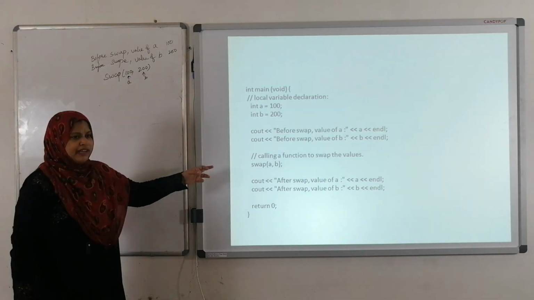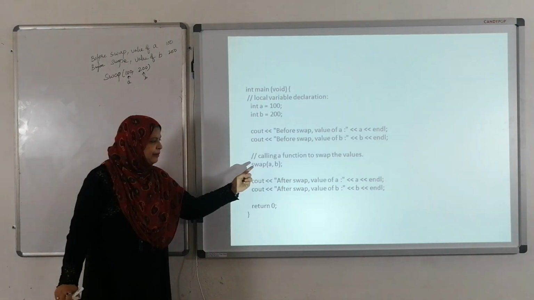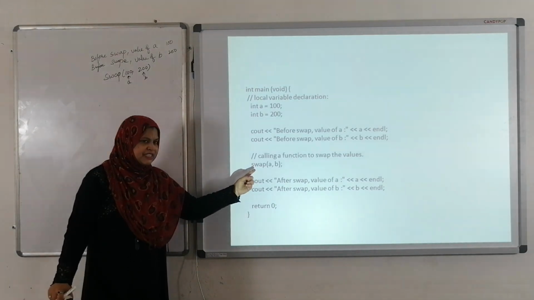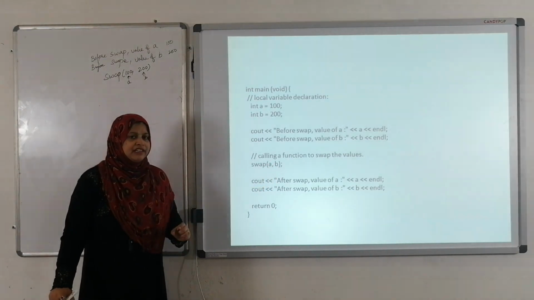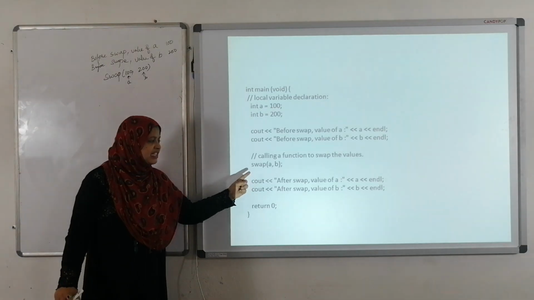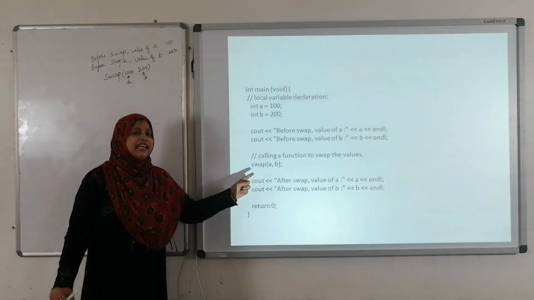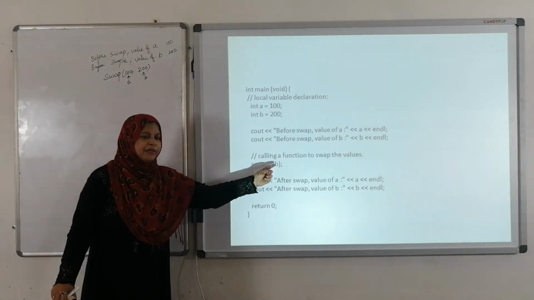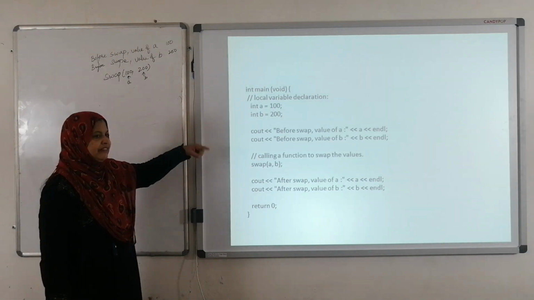Here I am calling the function swap. Here swap is the calling function, and a comma b are actual arguments. The function which calls another function is known as the calling function. The parameters present in the calling function are known as the actual parameters. So here a comma b are actual parameters.